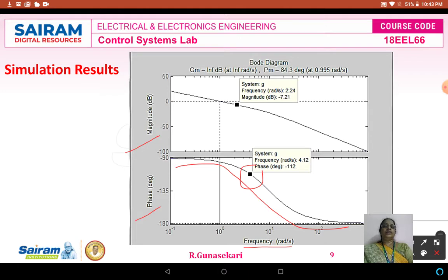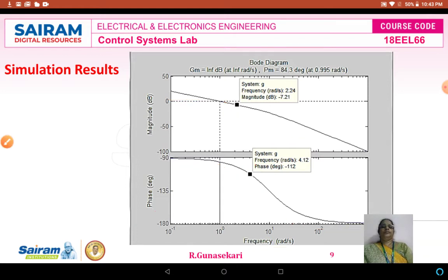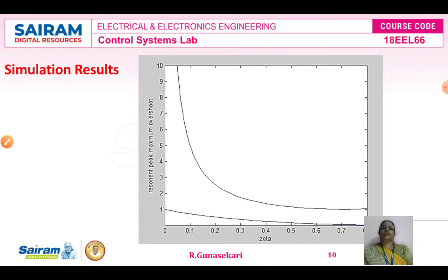In this case, you can right click, then choose system G. The frequency here is 4.12 radians per second, and the phase in degrees is minus 12. Similarly, this is the magnitude curve. You can place the mouse on this Bode plot diagram, right click, then system G, then there is a transfer function. Frequency is 2.24 radians per second. Magnitude in decibels is minus 72.1. This is the screenshot of the simulation result of the Bode plot graph.